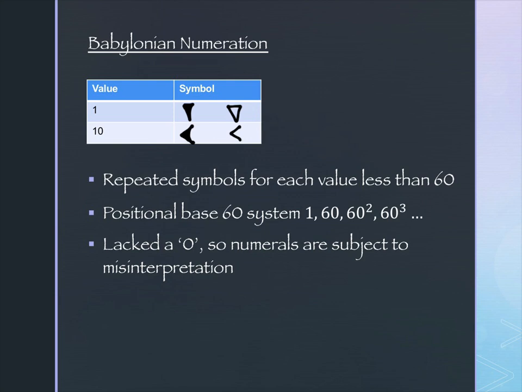So some features in their system. They do repeat symbols, but only if the value is less than 60. Okay, so if they wanted the number 56, they'd do 5 triangles and 6 arrows. Once it gets bigger than 60, they use a positional base system. It's base 60. What's our base system? Base 10. Why is it base 10?